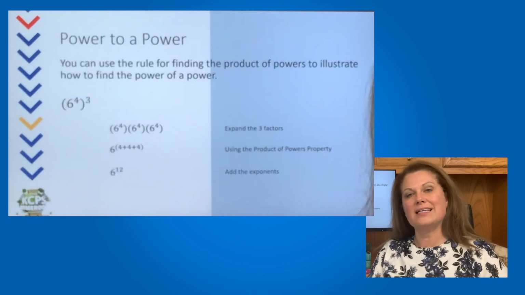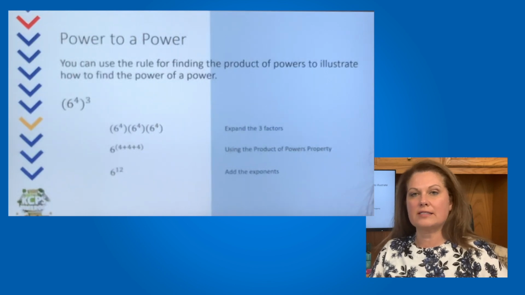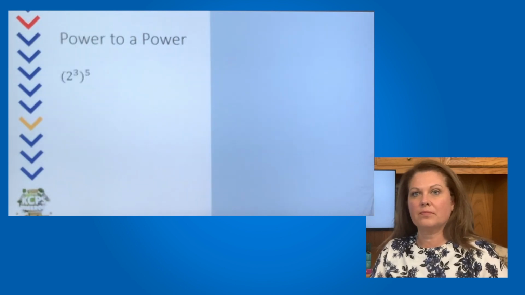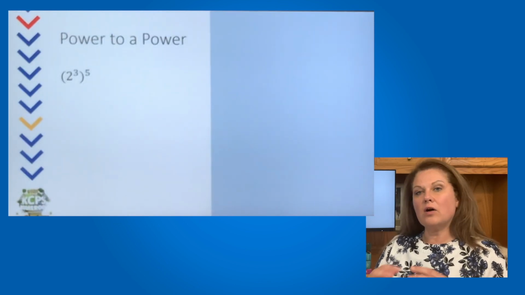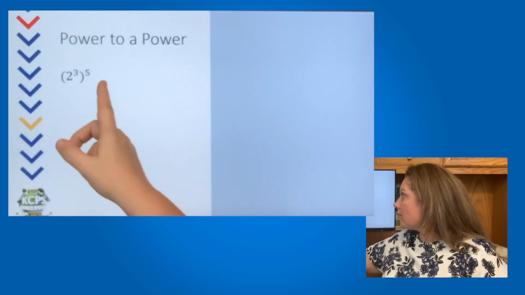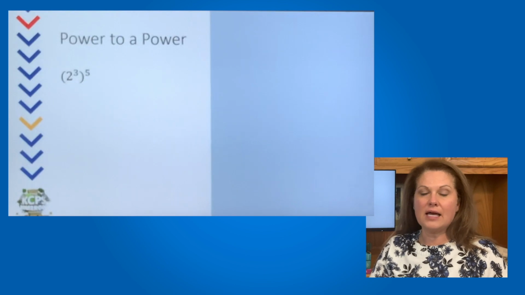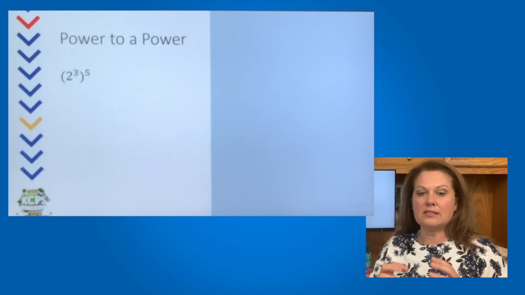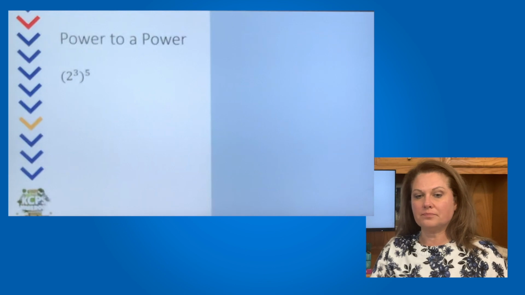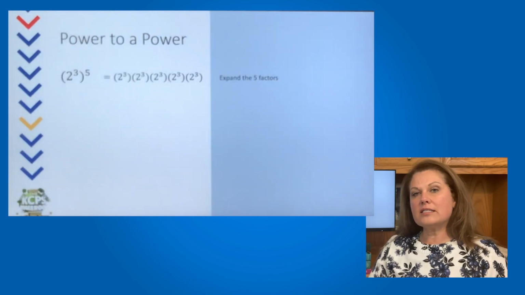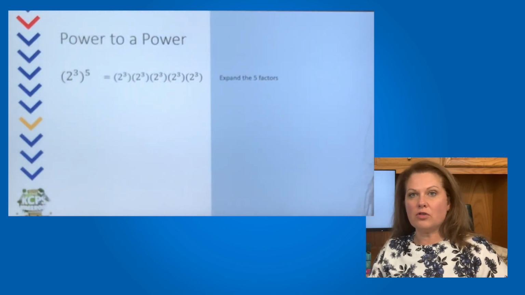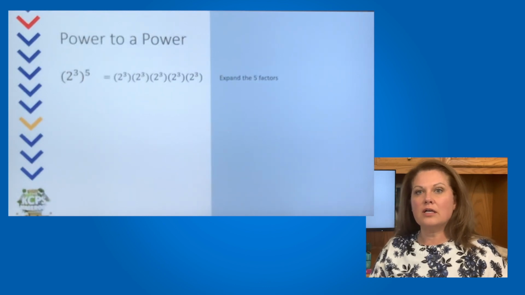Let's do another one and see if your guess works out for our second example. Our second example is (2^3)^5. Now, if we expand that out, remember our 5 is going to tell us how many times to write our base, and our base is inside the parentheses, the 2^3. So in expanded form, it would be 2^3 times 2^3 times 2^3 times 2^3 times 2^3.